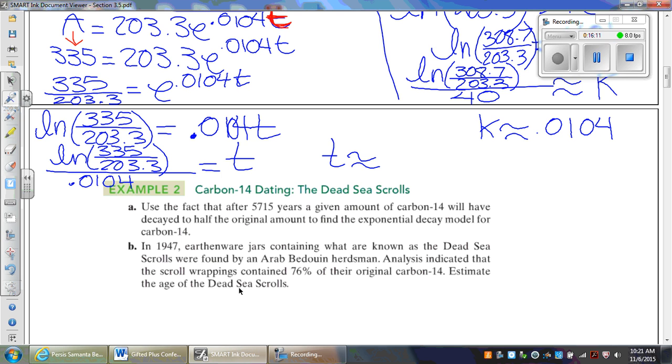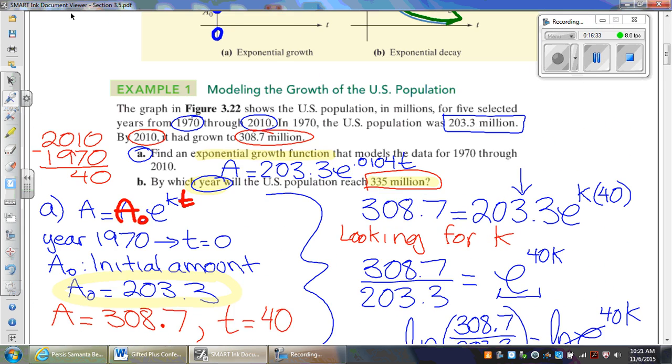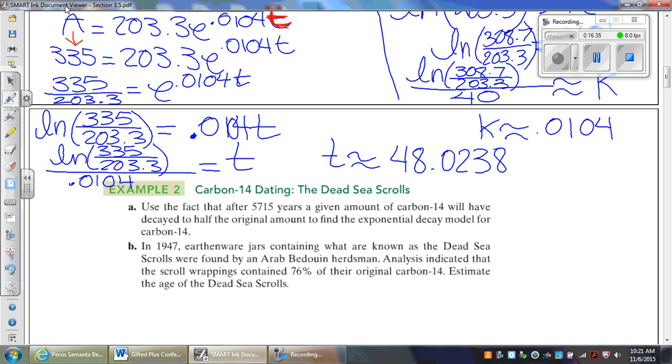Okay, so what's the answer? 48.0238. Okay, and then, say that again? 48.0238. Okay, and then I'm going to go back and see how they want us to round and by which year. So let's just go ahead and take 48. And so remember that t equals 0 was the year 1970, right? So for t equals 48, what will that be?